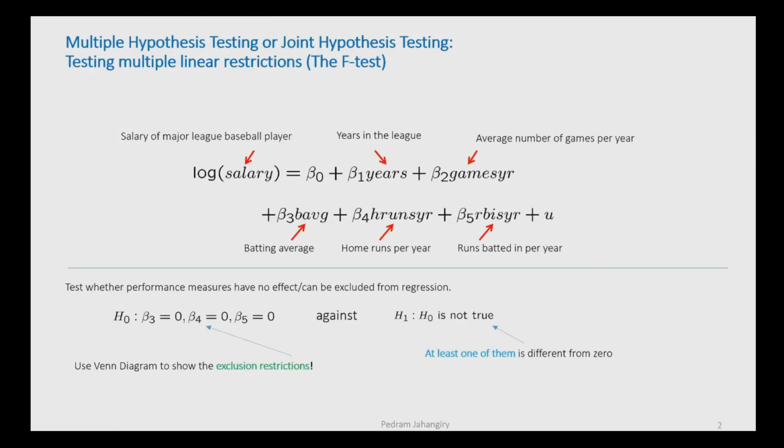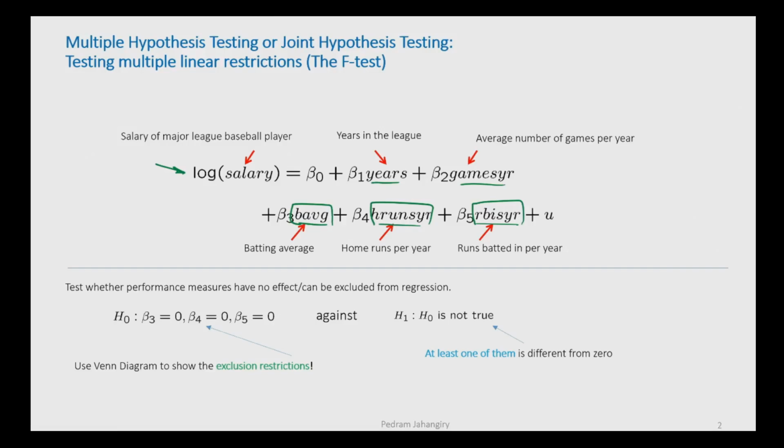Imagine we are regressing log salary, and this is the salary of a major league baseball player, right? So we are regressing baseball player salaries on years, which is years they're playing in the league, games per year, average number of games per year, and some performance measures. So what are the performance measures? This is batting average, this is home runs per year, and this is runs batted in a year, right? So if you look at these three variables, the batting average, home runs per year, and runs batted in a year, we can call them performance measures, right?